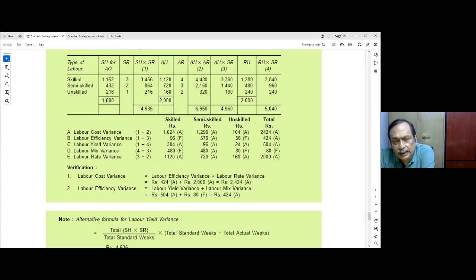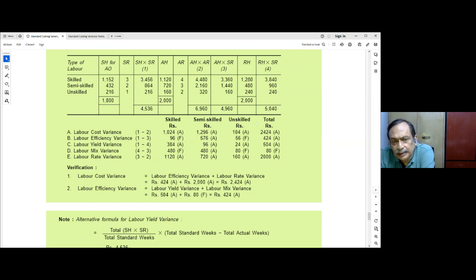Then labor efficiency variance is 1 minus 3. Skilled 96 favorable. Semi-skilled 576 adverse. Unskilled 56 favorable. Total comes to 424 adverse. Then labor yield variance, 1 minus 4, that is 384 adverse, 96 adverse, 24 adverse, so 504 adverse.